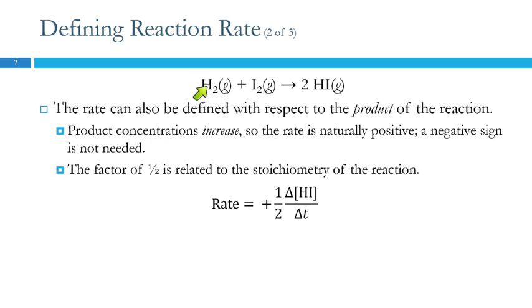Now, when one hydrogen reacts with one iodine, you make two hydrogen iodides. And so this is going to be forming at twice the rate that these are disappearing. And so that's why we need to have this little fraction in here. So this 1/2 is coming from the stoichiometry of the reaction. So this is 2HI, so it's 1 over that number.